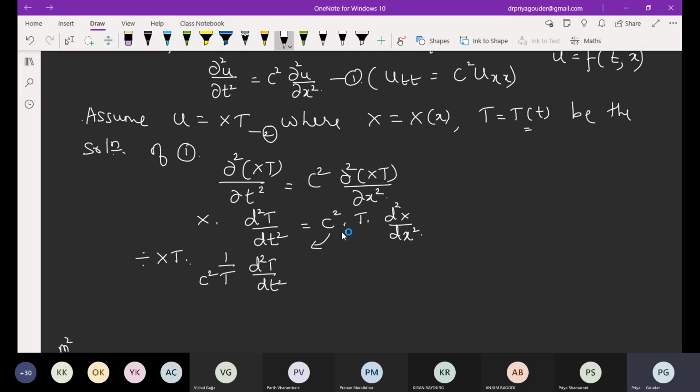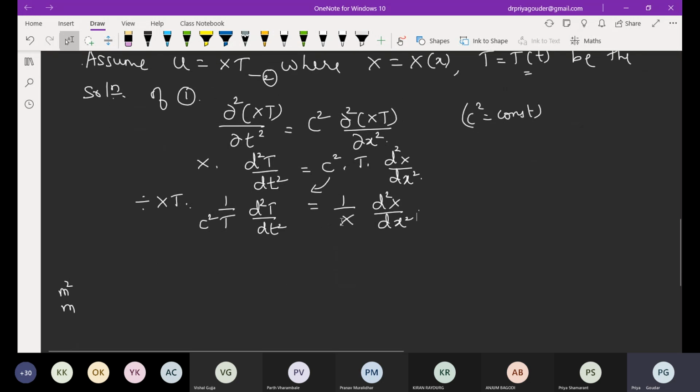What is this c²? You will come to know when we derive it. But c² is a fixed constant. Now if you divide the remaining thing by XT, what remains is (1/X) d²X/dx², correct? Tell me whether the variables are separated, yes or no? Yes. Now, if separated, what is the next step? Equate to some constant.